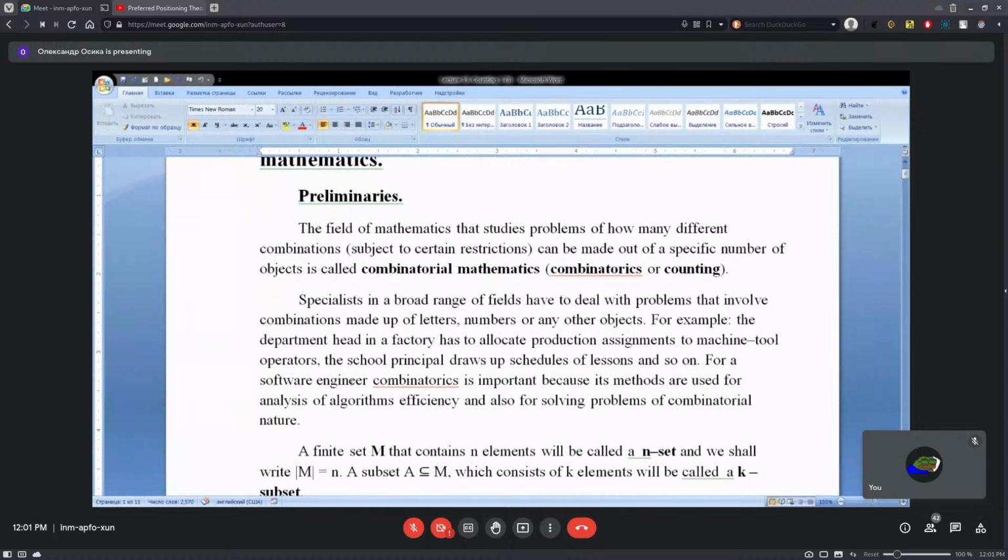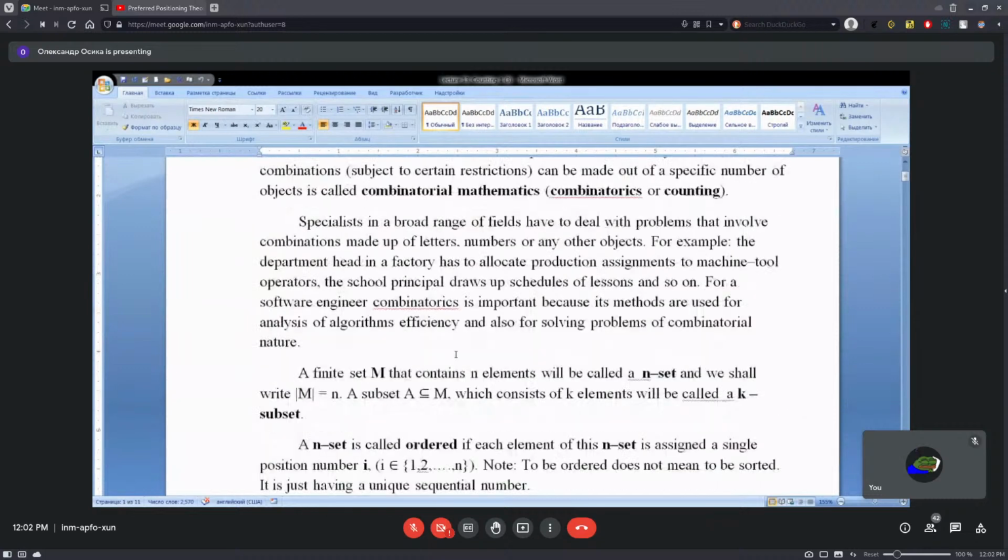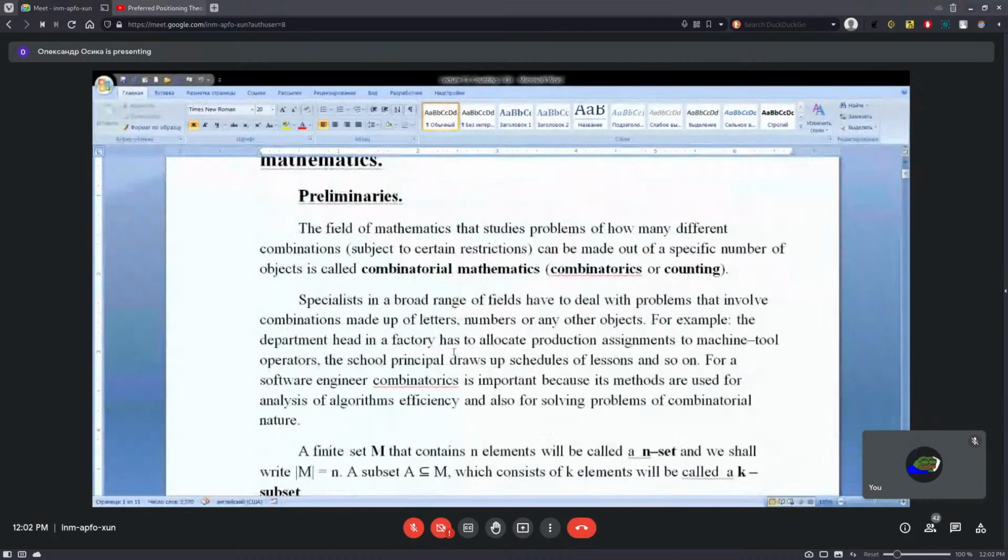So for a software engineer, combinatorics is important because its methods are used for analysis of algorithms' efficiency and also for solving problems of combinatorial nature. Well, people, now it's time to make a break, to give some rest to my vocal cords. I need a break.